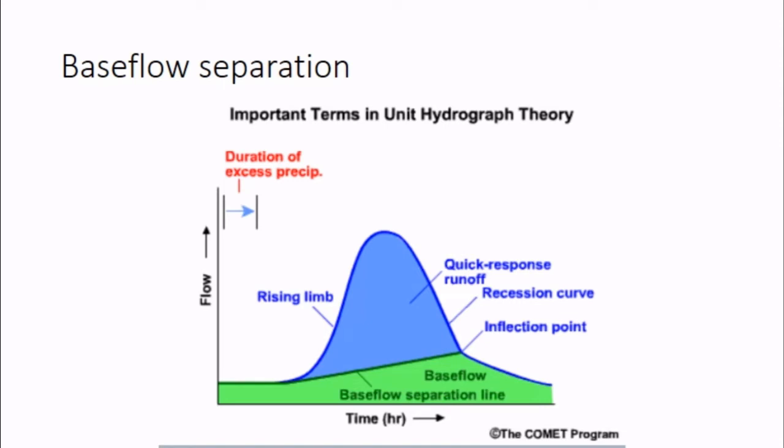Isa pa palang tag dito. Illustration: discharge or flow versus time, with the base flow separation line. Gumamit siya ng constant slope. Duration of excess precipitation. So, may excess precipitation dito. Then, ayan, may rising limb and then may recession curve. Ibig sabihin, patapos na or pahina na, pahupa na yung ulan.